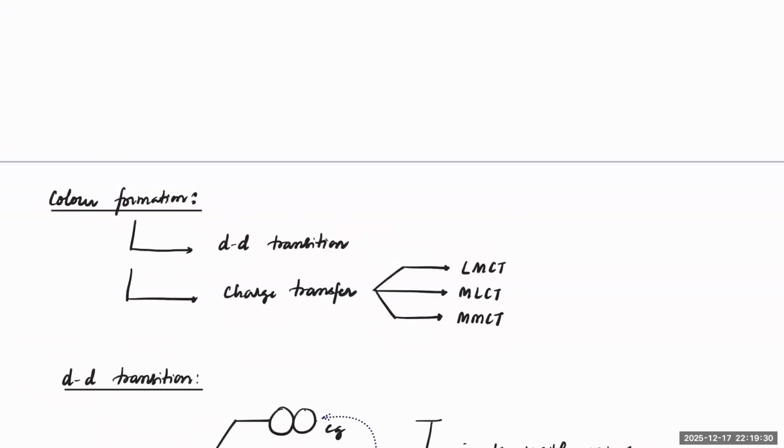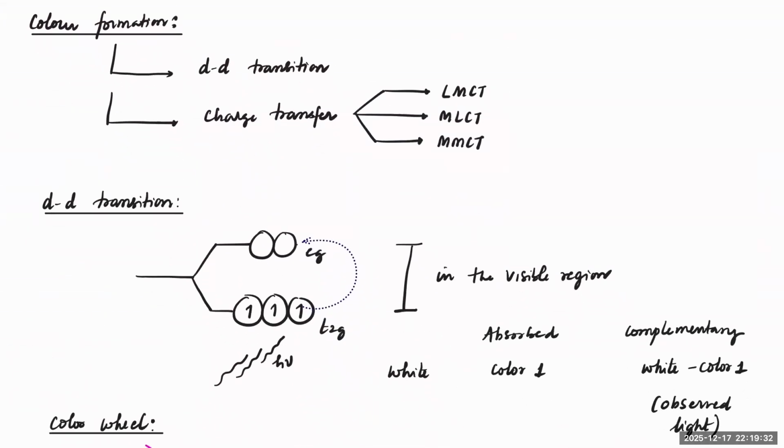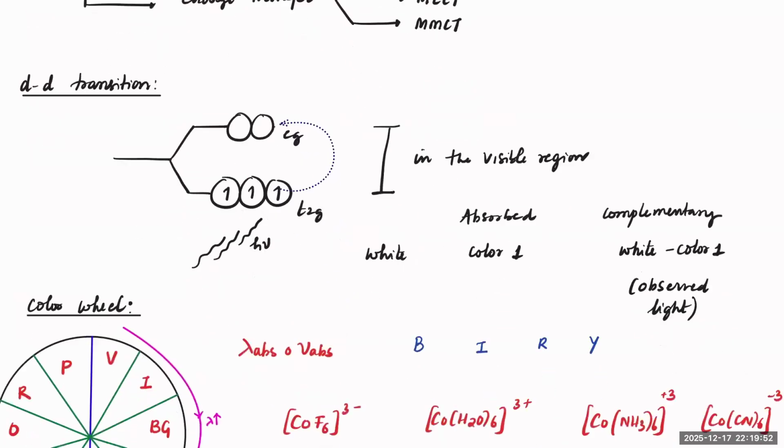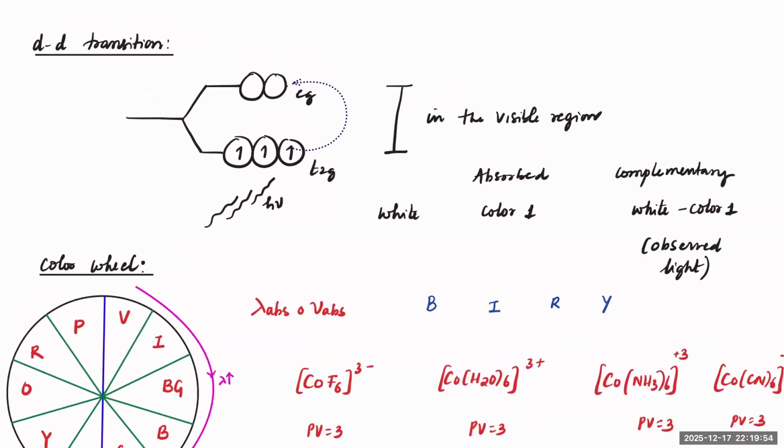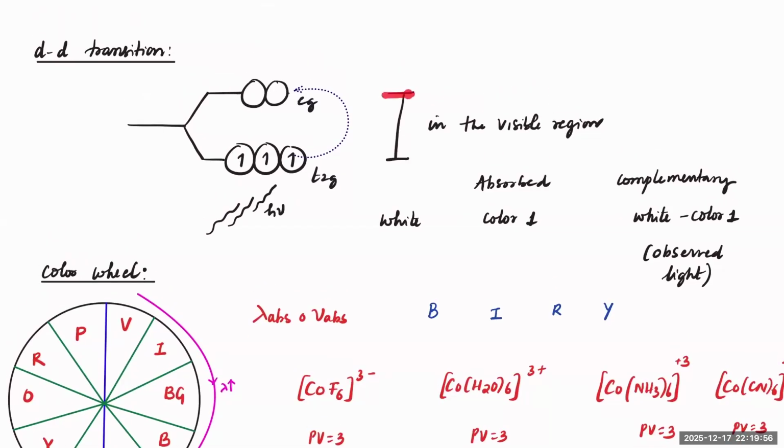Next important aspect is the color formation. The color within the complex could happen because of two reasons. One is d-d transition, the other one is charge transfer. The d-d transition is typically observed when the energy difference between T2g and Eg falls in the visible region.